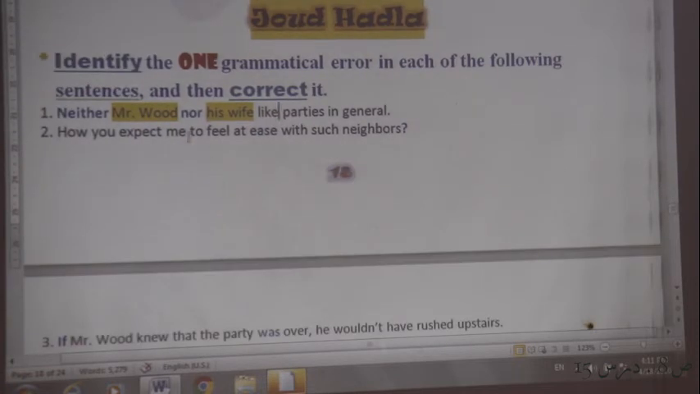Now we have done the first one for you. Now how you expect me to feel at ease with such neighbors? Again, pay attention to the question mark. So it's a question in the present simple. Expect: the verb is in the first form. So here we need an auxiliary verb to make this question. We can't ask without a helping verb, but in this case we don't invert because it is present simple positive, so we need to use do or does. So how do you expect me to feel at ease with such neighbors?